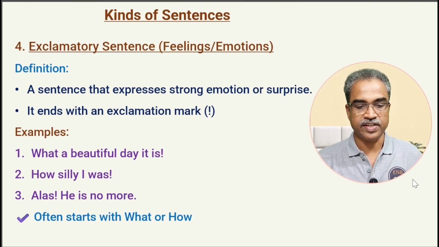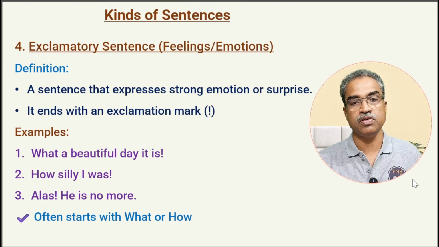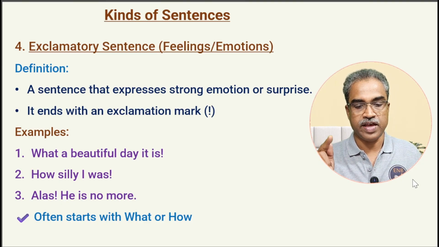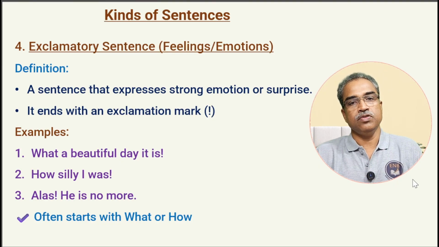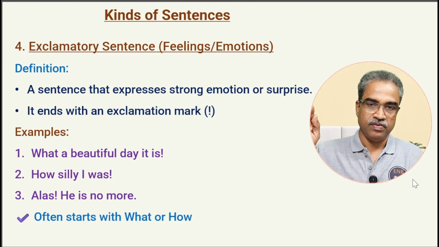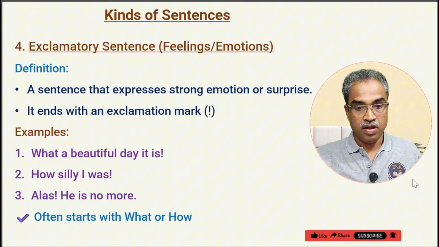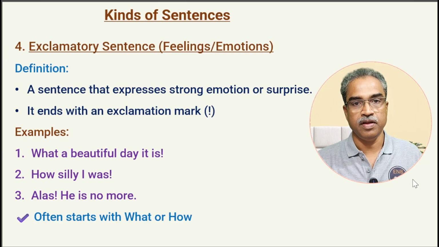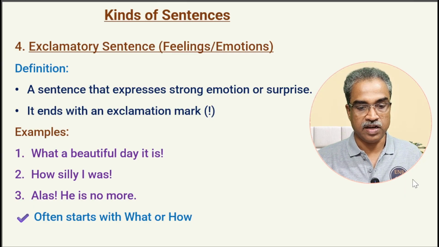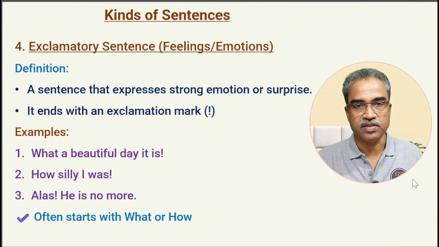Okay. Definition: a sentence that expresses strong emotion or surprise. And it always ends with an exclamatory mark. The very name of that sentence is exclamatory. So it is understood. It should end with an exclamatory mark, not a full stop or question mark. Example: what a beautiful day it is. I'm exclaiming. Beautiful shows that I am very excited, very happy. So with lots of joy, I am exclaiming, what a beautiful day it is.